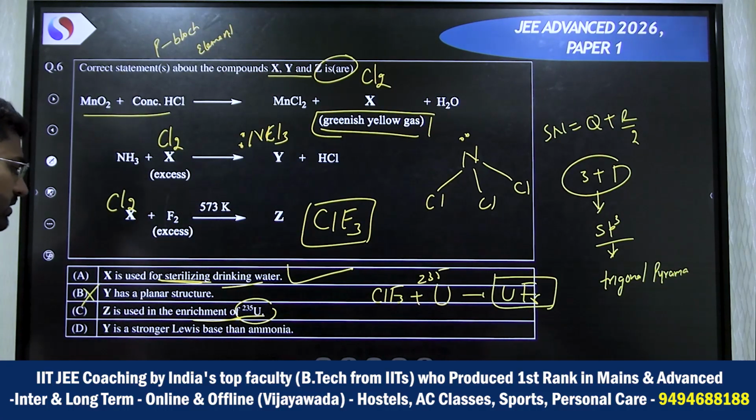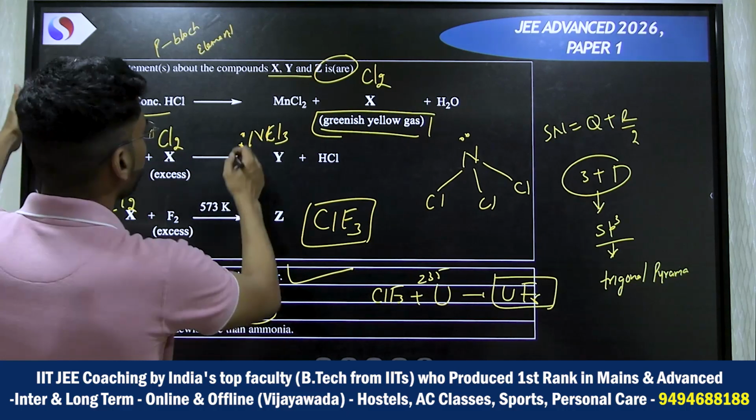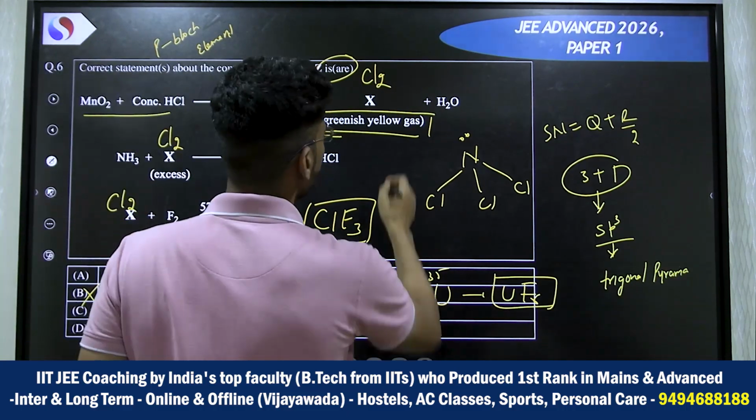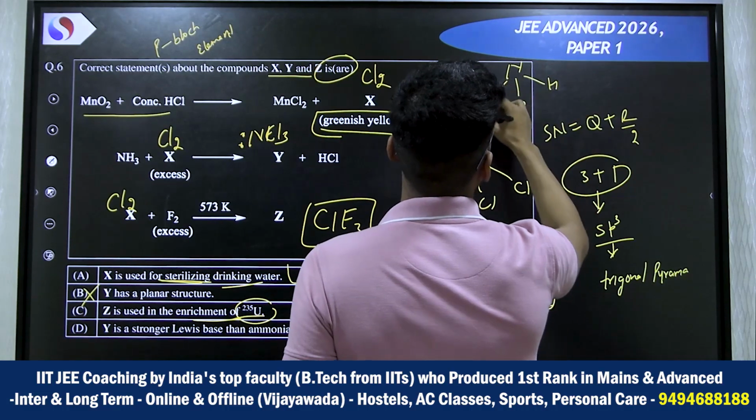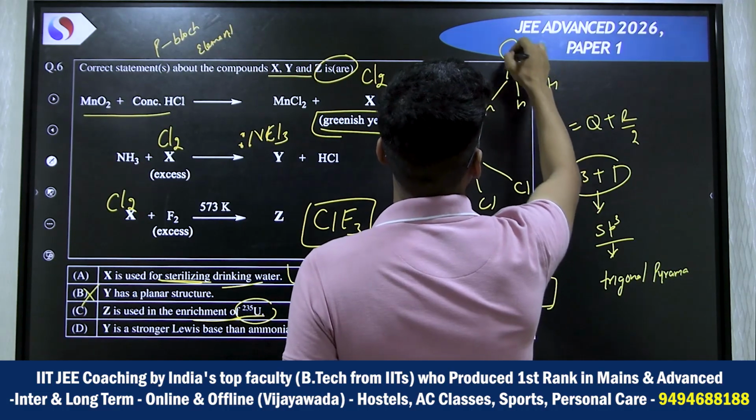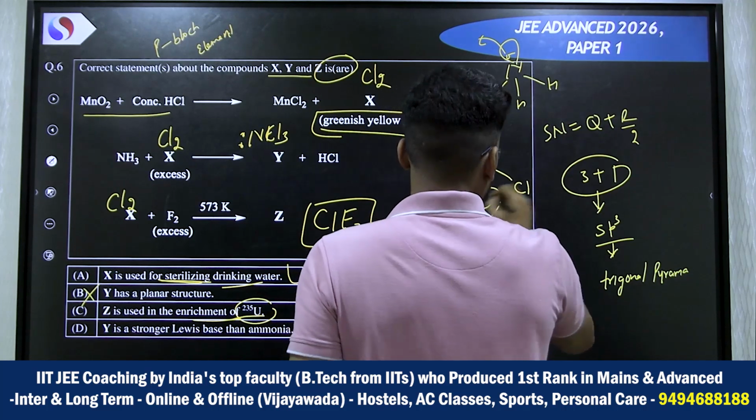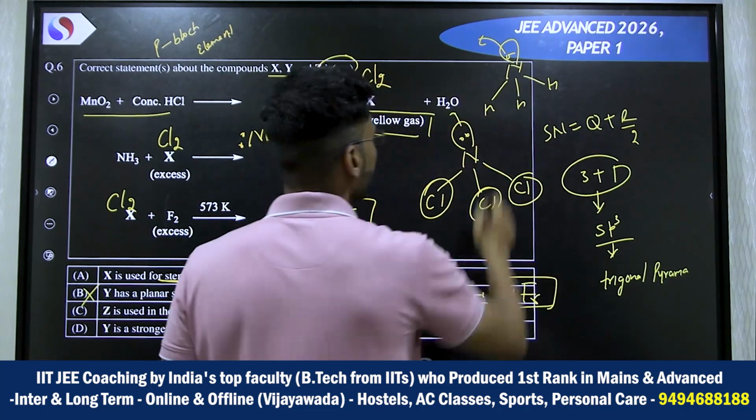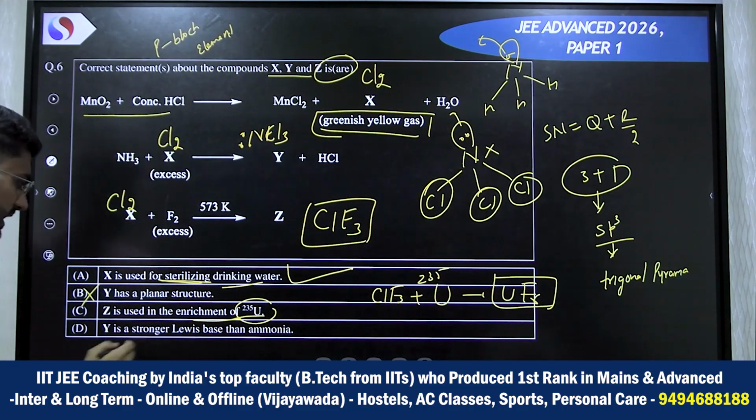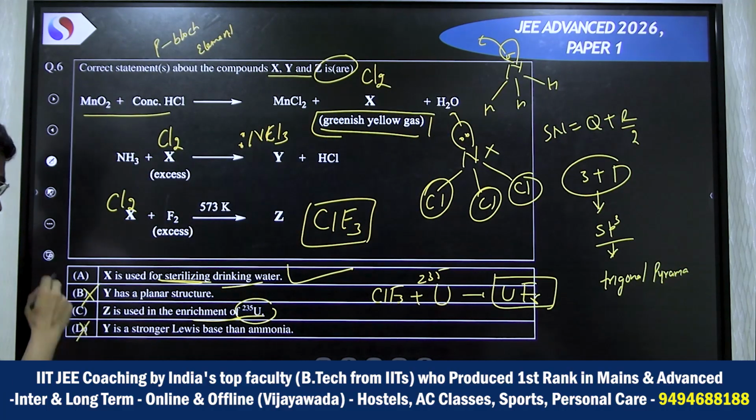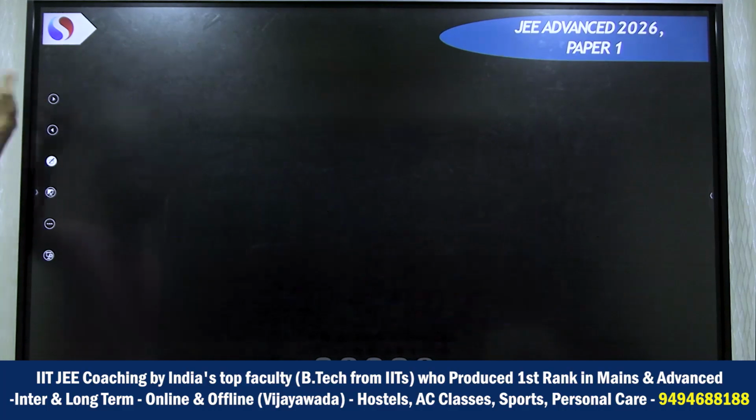Similarly, Y is a stronger Lewis base than ammonia. Let me compare this with ammonia. This is NH3, a Lewis base which can donate an electron pair. Y can also donate, but there is an electron-withdrawing chlorine group, so it does not donate as easily as NH3. So it is not a stronger Lewis base. So options A and C are the correct answer.